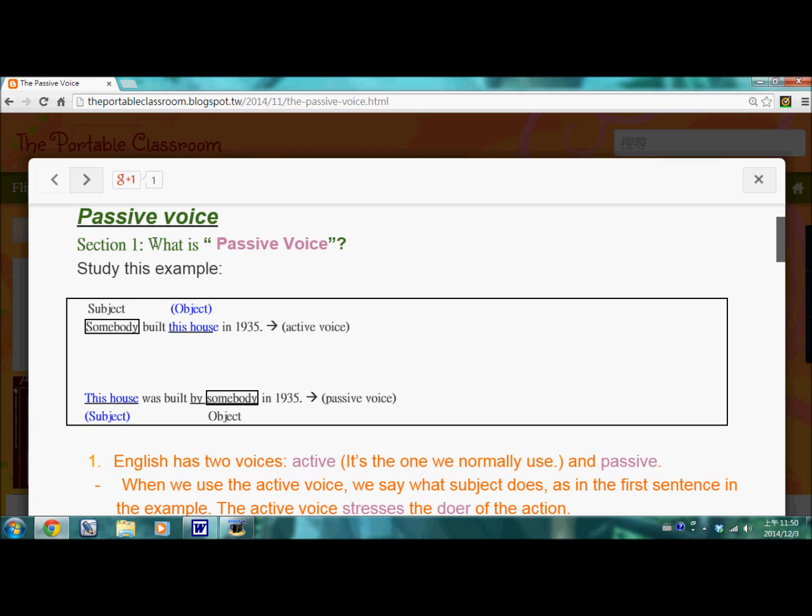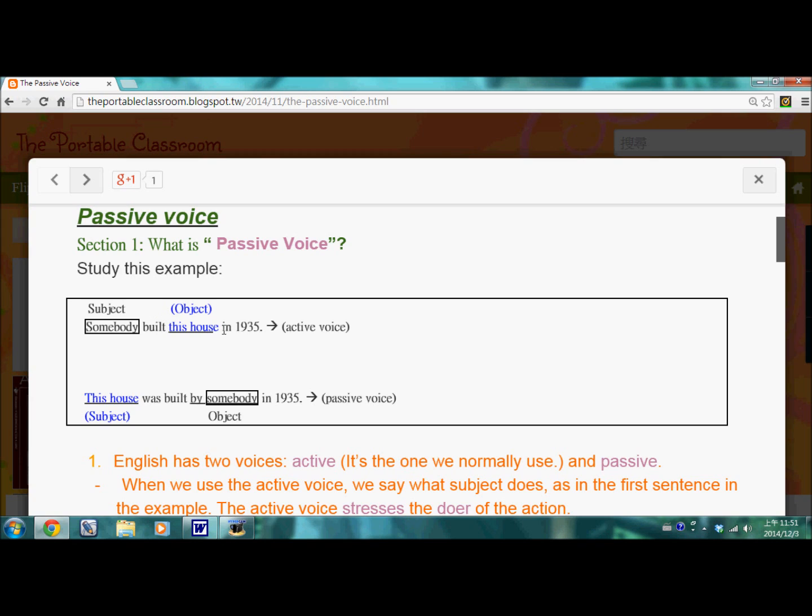我们强调是发生在主词上的事情，而不是主词那个人做了什么事情。在中文里面，我们用被来表达被动语态。In English, we have a special voice called the passive voice to talk about pretty much the same thing. First, let's study the example.